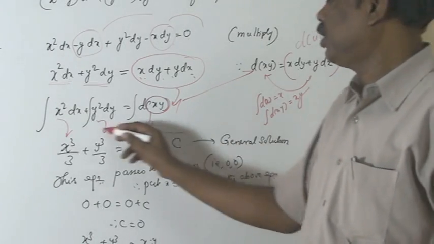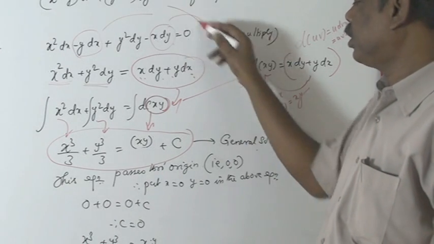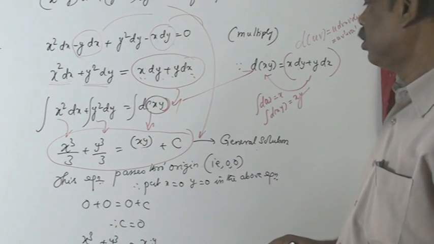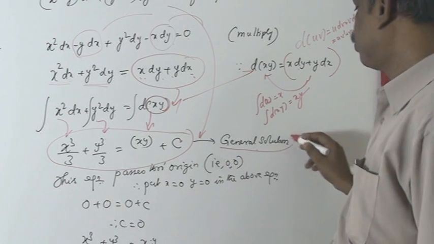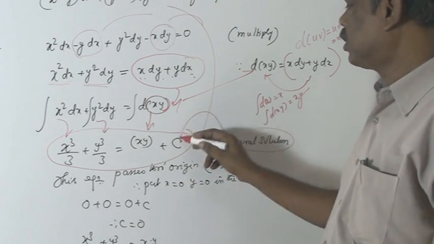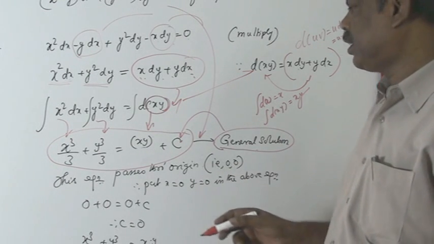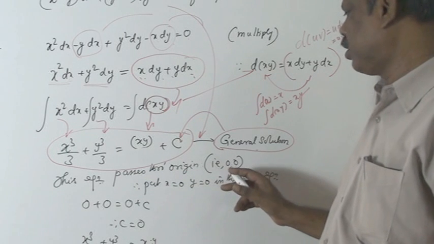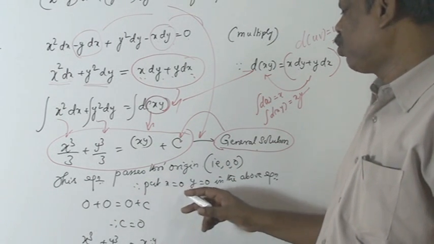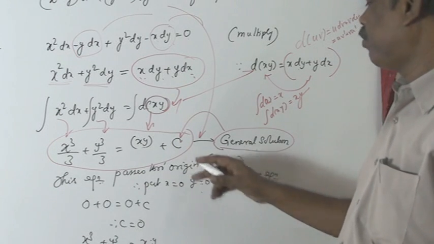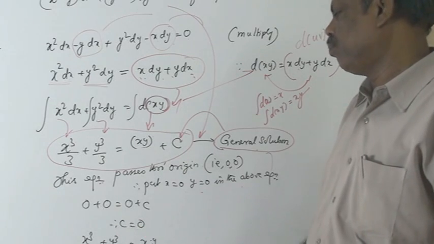Now, this equation is a general solution. So this equation is reduced to an ordinary equation. So putting some constant, an unknown constant, this is called a general solution. Why? Because the c may be anything. And moreover, in this problem it is given that the curve passes through the origin, that is 0, 0. Therefore, substituting x is equal to 0 and y is equal to 0 in the general solution, we will get c is equal to 0.